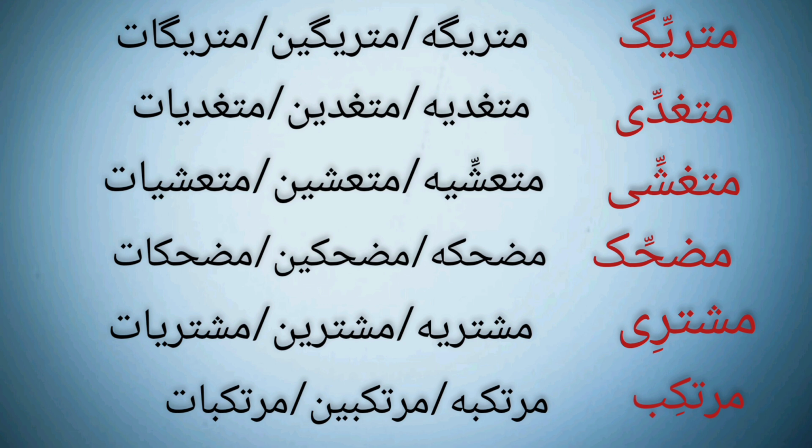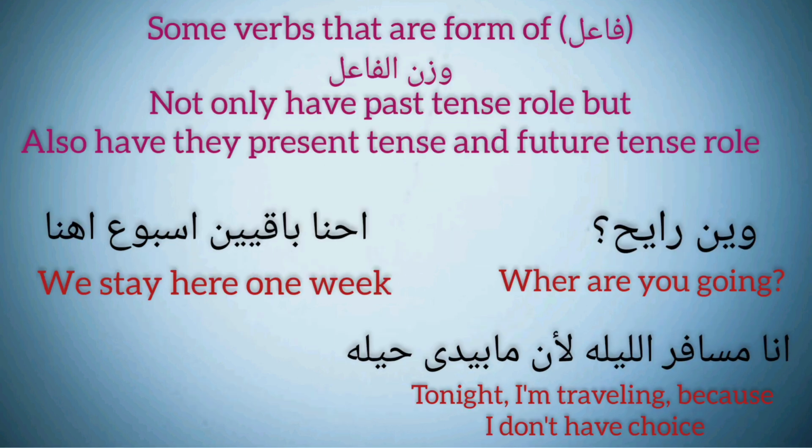And this is actually the conjugation of present perfect tense in Arabic. Another point about present perfect tense that you have to know, which is extremely important and useful: in some verbs that are pattern or form of فاعل, وزن الفاعل, we have been taught that this is the way we can build or make present perfect tense. And these verbs, which are form or pattern of فاعل, not only have a past tense role or present perfect tense role, but also have the present tense and future tense role, okay?